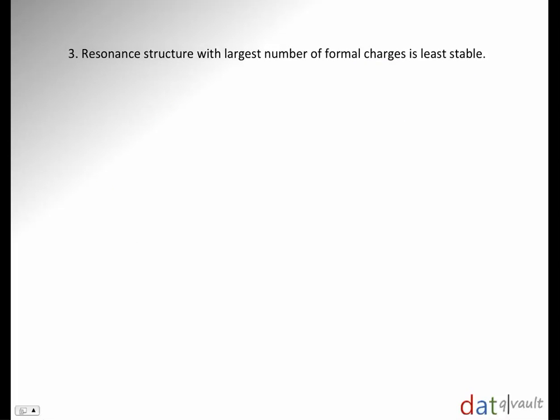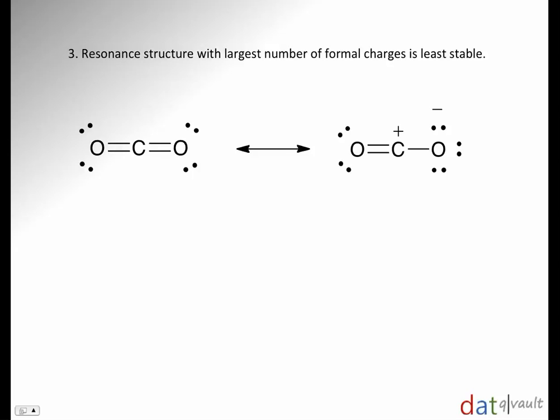All right, let's look at the third rule now, which is more of a rule figuring out which resonance structures are most stable. This rule doesn't really contribute to figuring out if these two molecules are resonance structures of each other, but it's more based on stability. Let's look at carbon dioxide once again. And again, to get this resonance structure on the right, we're going to take a pair of electrons from this carbon-oxygen double bond and give them to oxygen. So now we need to figure out which of these structures has the largest number of formal charges.